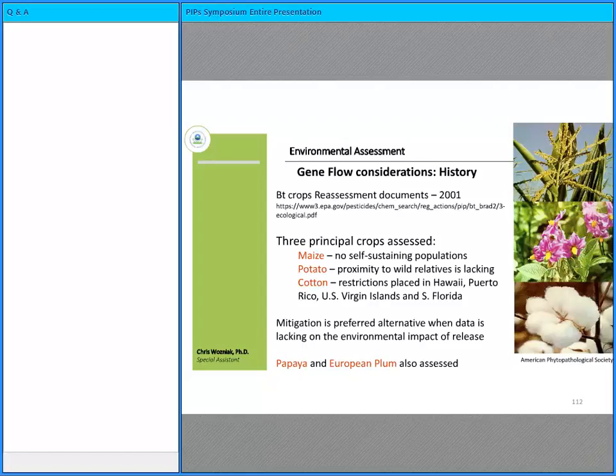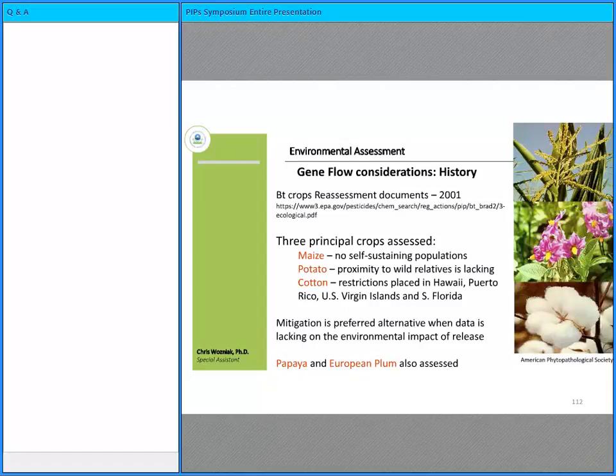Now with cotton, it was a little bit more complex yet again, in the sense that in Hawaii we have a native cotton, Gossypium tomentosum. Puerto Rico, the Virgin Islands, and the very southern tip of Florida all have hybrid swarms of Gossypium barbadense and Gossypium hirsutum, or upland cotton, which are sexually compatible. They're all allotetraploids. And so we decided we needed to take a look at that and see really what is the potential here for any sort of an adverse effect.